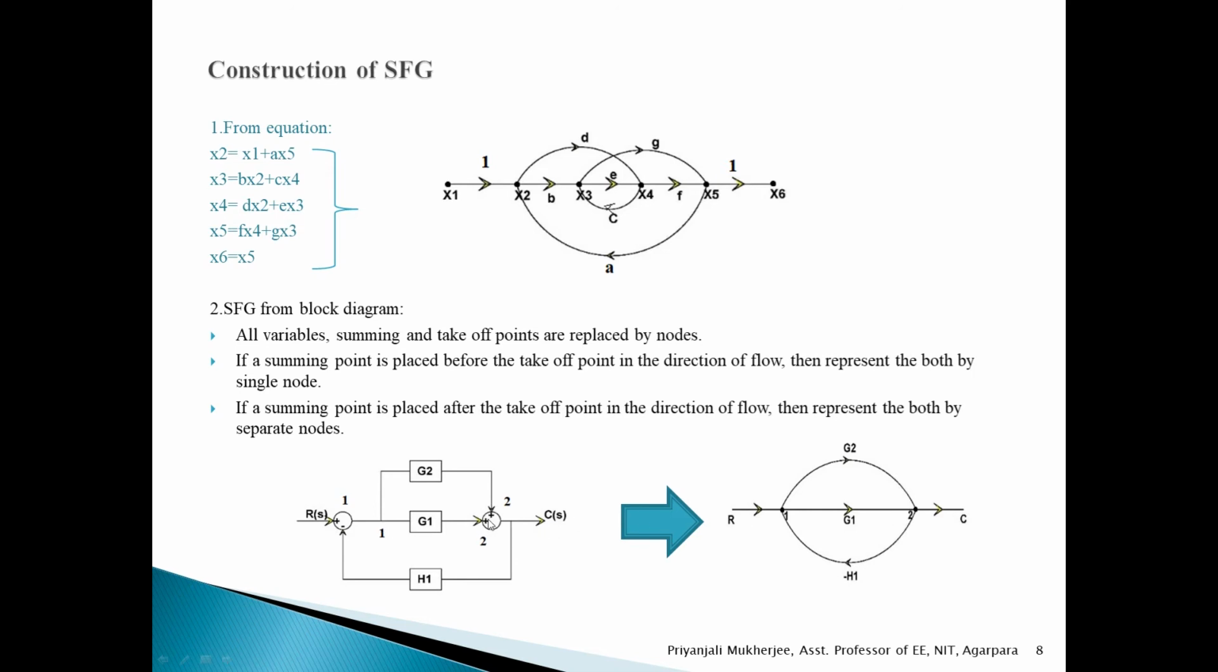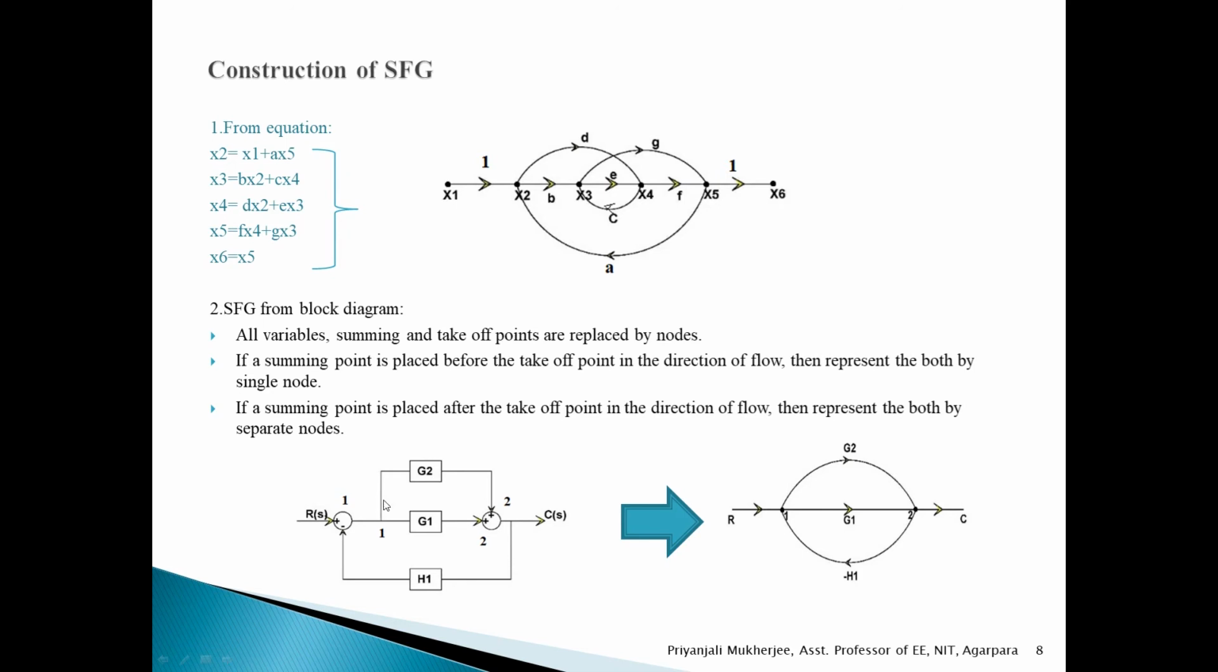And so this second node represents this coming point as well as this takeoff point. Now in this coming point 1, the RS is incoming. So in node 1, RS is incoming, and from 2, CS is outgoing.